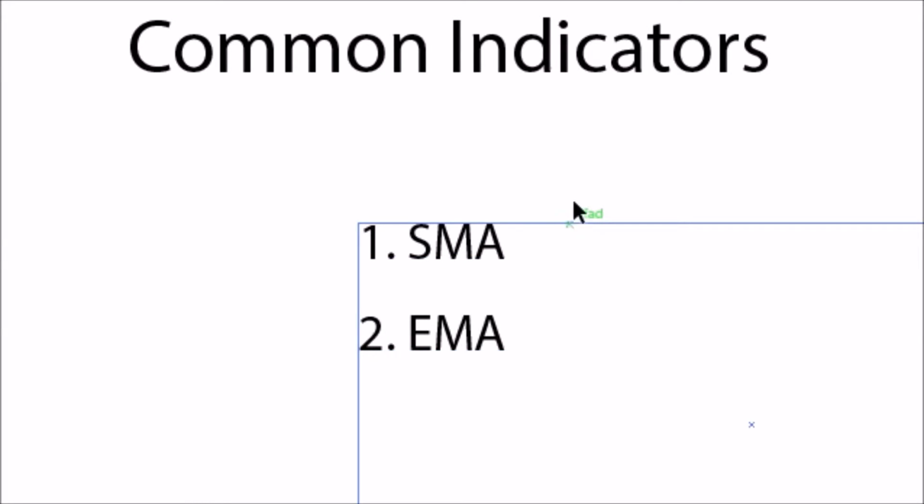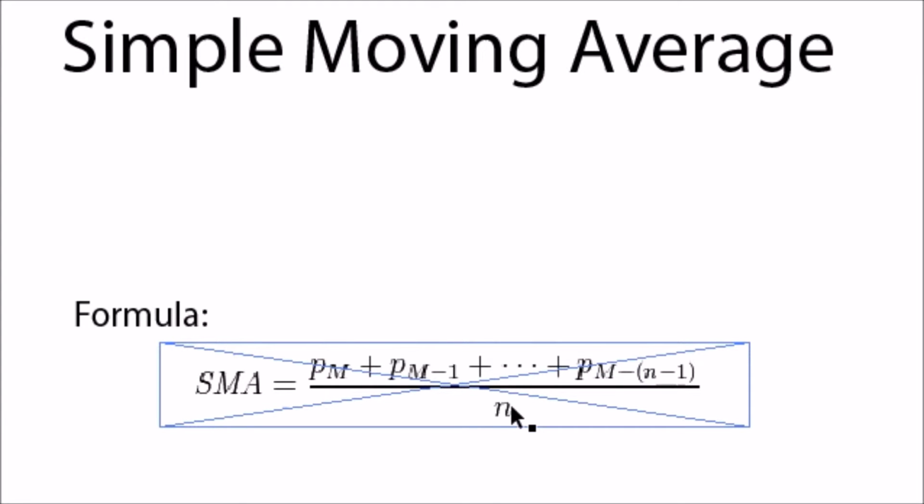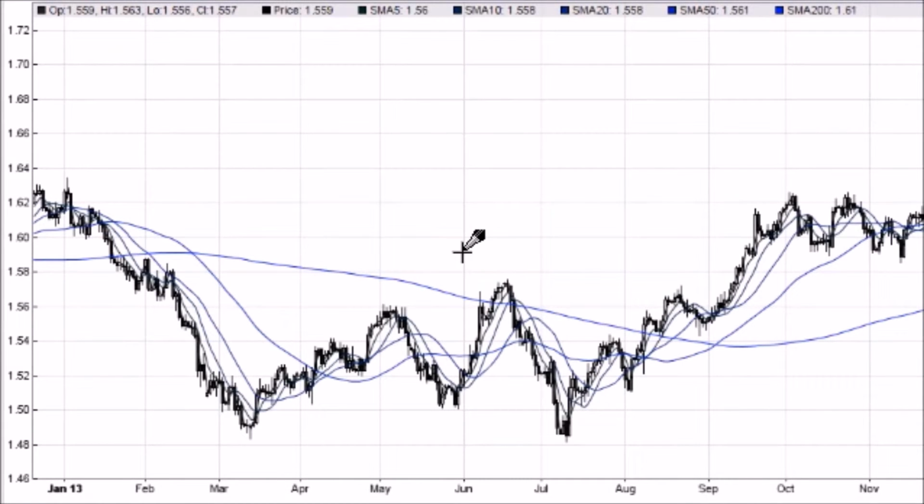Now let's get to some common indicators. The most well-known and the most often used indicators are the SMA, the simple moving average, and the EMA, the exponential moving average. The SMA, or simple moving average, is just the mean of the last n candles. I'll show you now a comparison of different SMAs. Here we have a comparison of different SMAs. They range from a bar period of 10 to a time frame of 200.